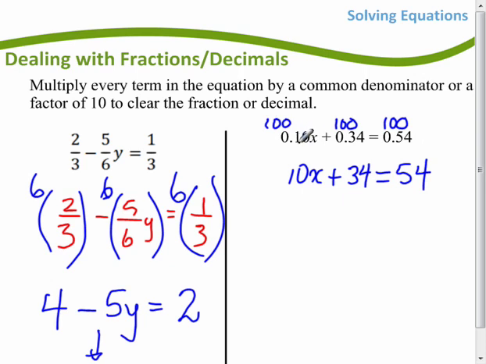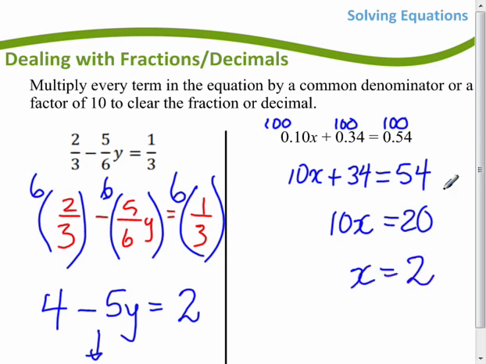Notice right away there I've taken the edge off of the question. I've taken it from being a decimal question into a question where all I have are integers, and this one would be simple to solve. 10x, 34 subtract on this side would be equal to 20, divide both sides by 10, I get x is equal to 2.